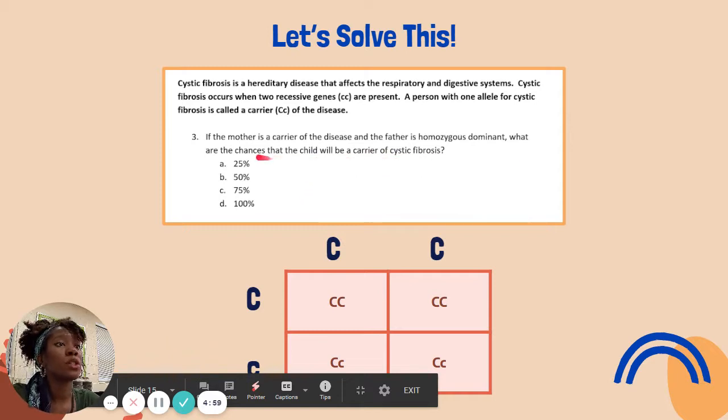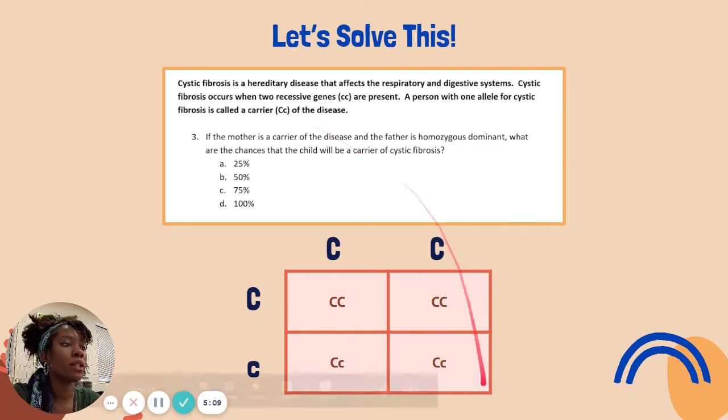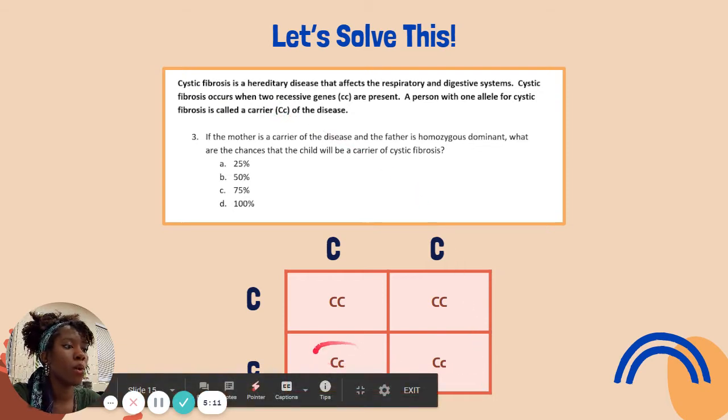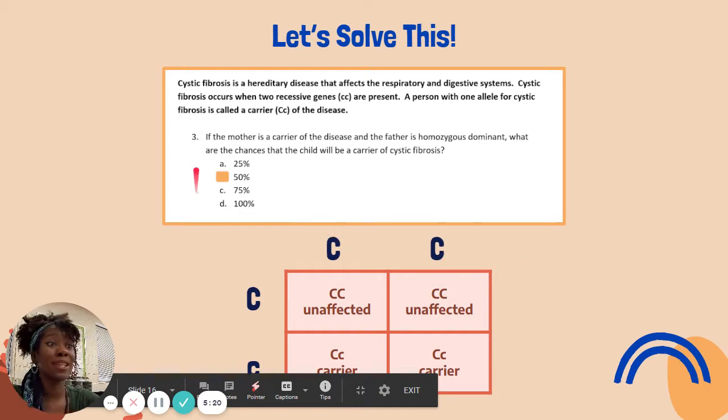Okay, so again, the question is, what are the chances that the child will be a carrier of cystic fibrosis? So what are the chances of the child being a carrier? As the problem told us, carrier is big C, little c. So 1, 2, so 2 out of 4, that is 50%.